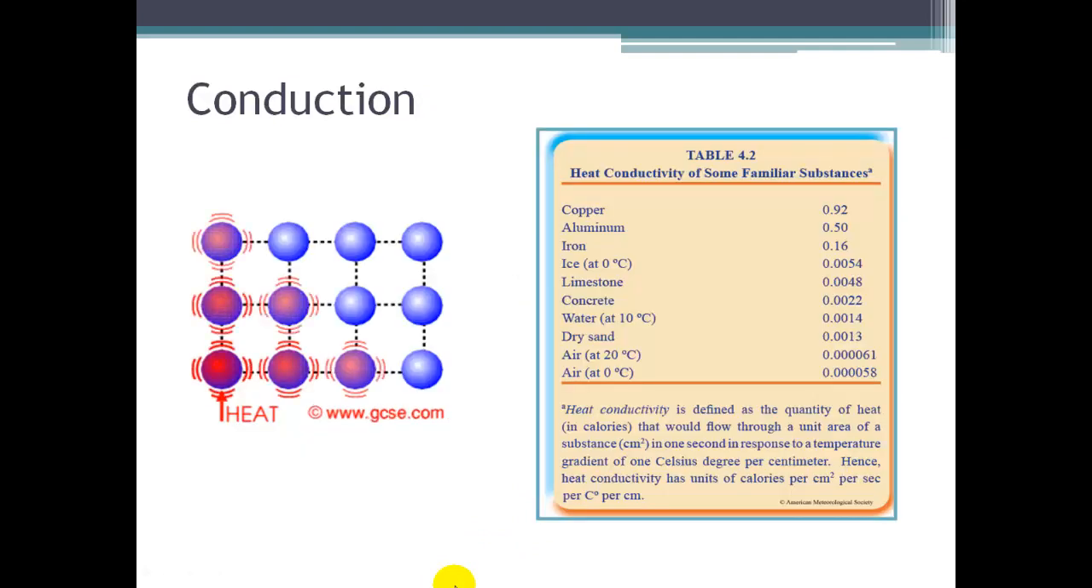This slide shows conduction, molecule by molecule, passing the heat from one molecule to the next. And we see that some materials are better conductors than others, which means they transfer heat more efficiently. So copper is a very good conductor. It's why we have copper wires and copper tubing that make up our different systems, electrical systems and whatnot. On the other hand, we have air, which is a very poor conductor.